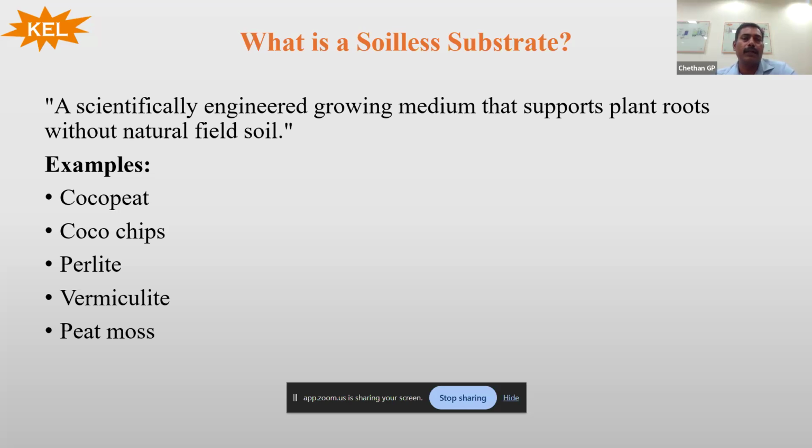Unlike natural soil, where physical and chemical properties are often unpredictable, soilless substrates are formulated to provide consistent performance. They are designed to hold sufficient water for plant uptake while maintaining adequate air spaces for root respiration. They also provide physical support, allowing the roots to anchor the plant securely.